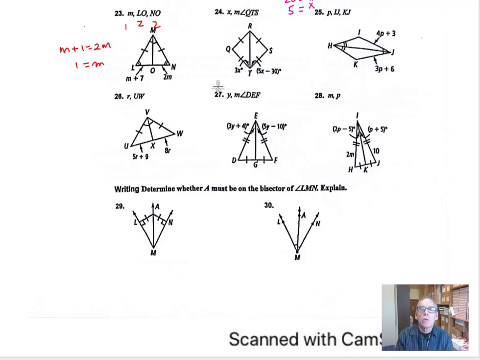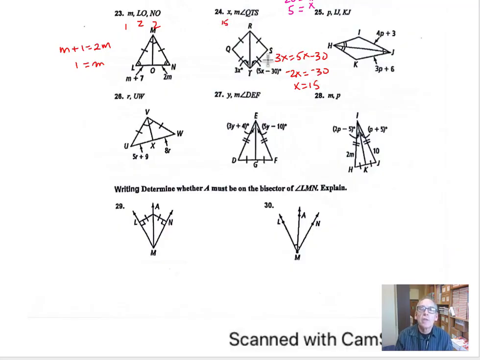Looking at 24, we've got 3x equal to 5x minus 30. Take 5x away from both sides. Minus 2x is minus 30. Divided by minus 2, x is 15.